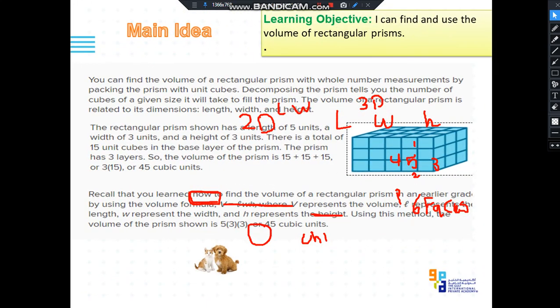You can find the volume of a rectangular prism with whole number measurements by packing the prism with unit cubes. Decomposing the prism tells you the number of cubes of a given size it will take to find the volume.